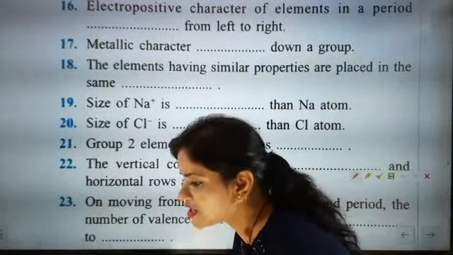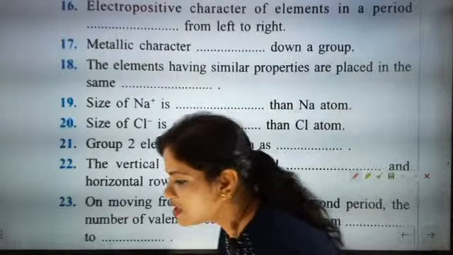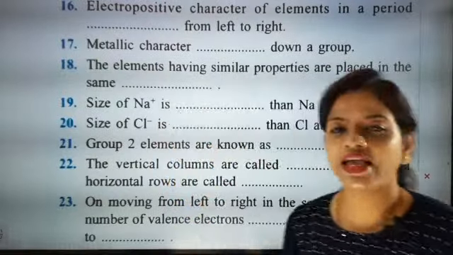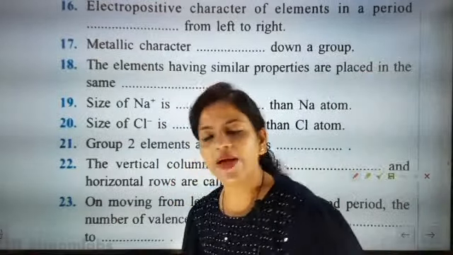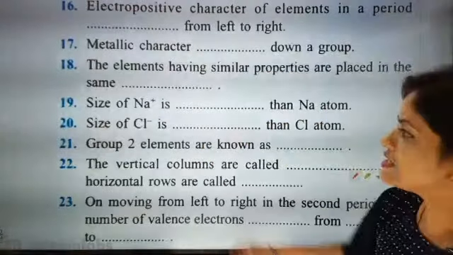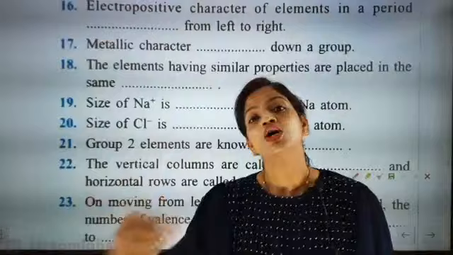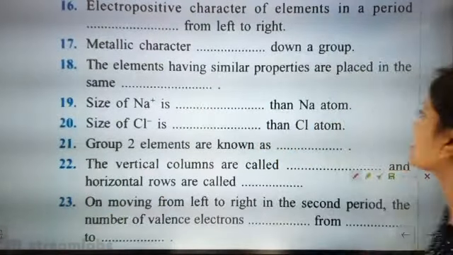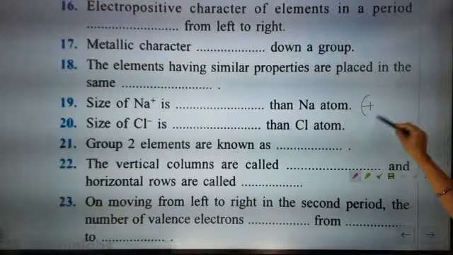So I'm just seeing the answers: less, smaller, less, absolutely. Those who are saying less and small, they're absolutely correct. That is the size of sodium ion. Sodium ion is exactly what? How will sodium ion be formed?